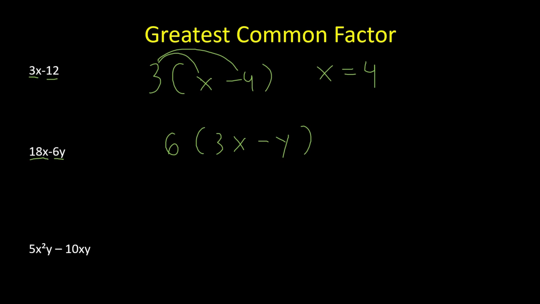For the last one, I notice I can take out a 5 out of both of them. I can take out an x, and I can take out a y for both of them. So what I take out is 5xy, and what's left in the middle is x minus 2. And then from here, x would equal 2.